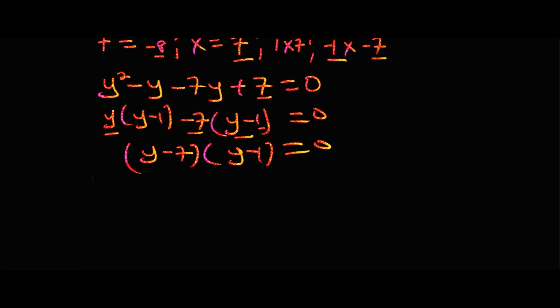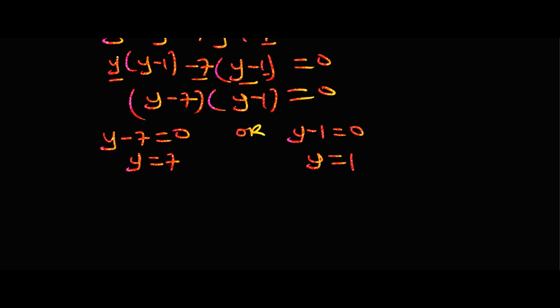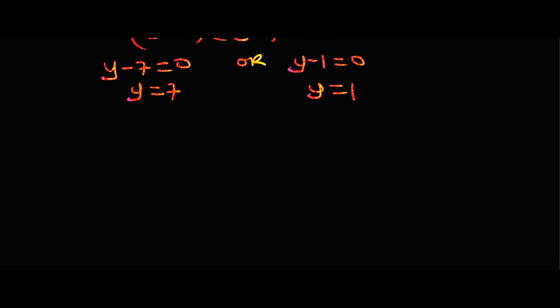So now these are a product of two numbers and you're getting 0. So it means that either y minus 7 is equal to 0, so that y is equal to 7, or y minus 1 equals 0, so that y equals 1. So we can recall that we expressed y as some function.